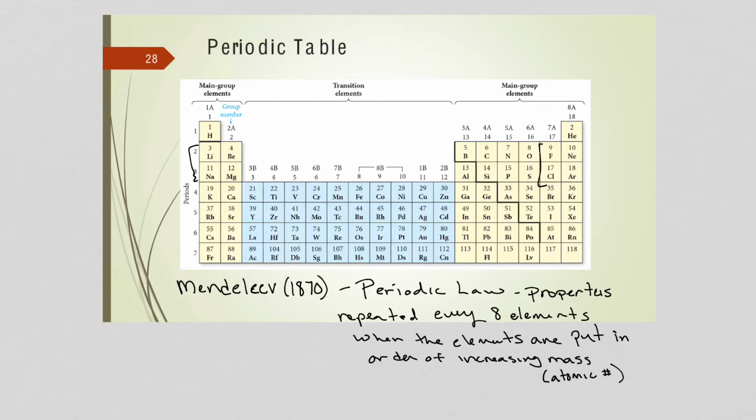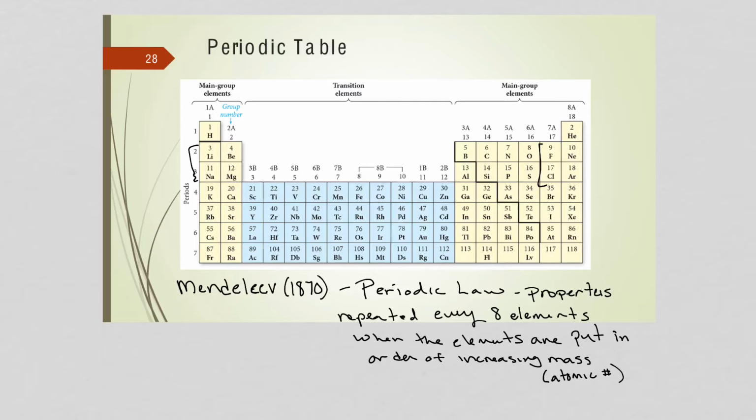But atomic number makes more sense in light of what we know about the modern atom. So we have Mendeleev's periodic table, and we have this idea of this periodic law, this periodic nature of these repeating properties. And this gave us the groupings that we have on today's periodic table.